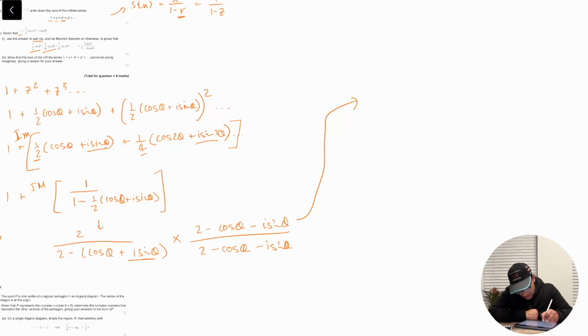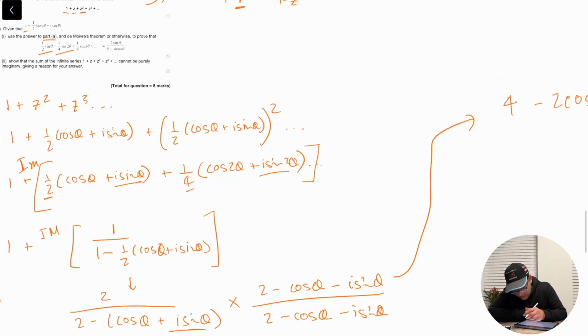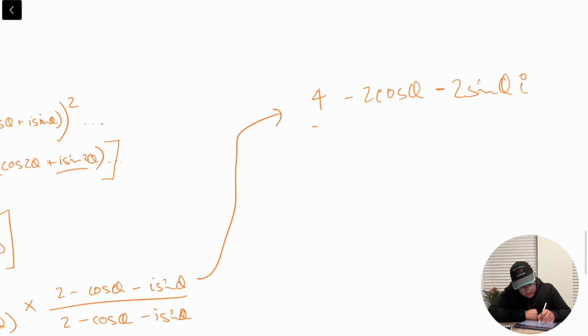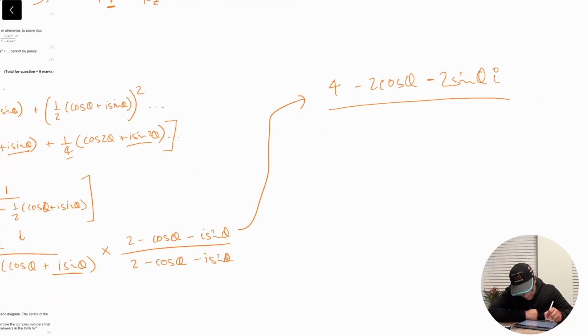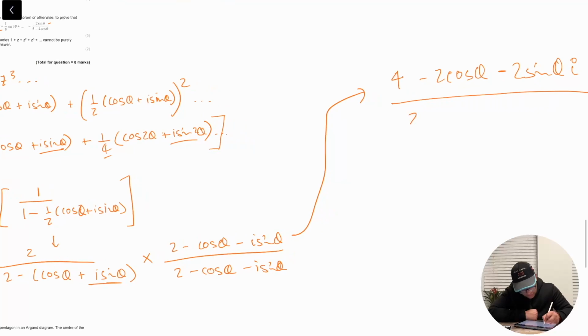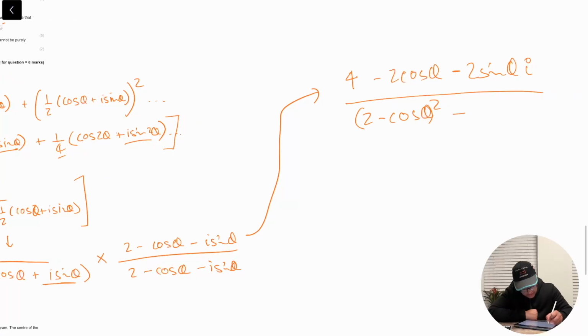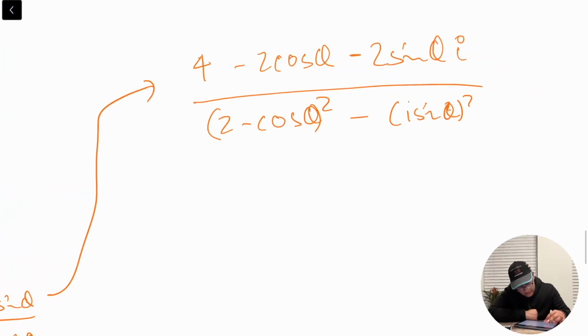So this gives you, in the numerator firstly, 4 minus 2 cos theta minus 2 sine theta i. I'm already liking what I'm seeing in the numerator. Look, 2 sine theta, all over 2 minus cos theta squared minus i sine theta squared.